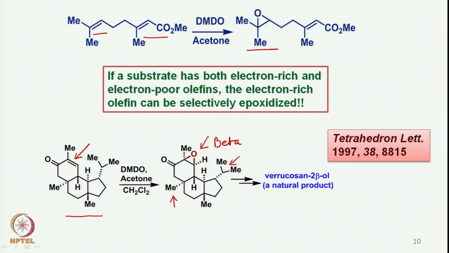So, we will stop at this stage today and take up the other examples or other applications of dimethyl dioxirane and the mechanism, how it happens, in the next class. So, till then you can go through these things which I have discussed today.